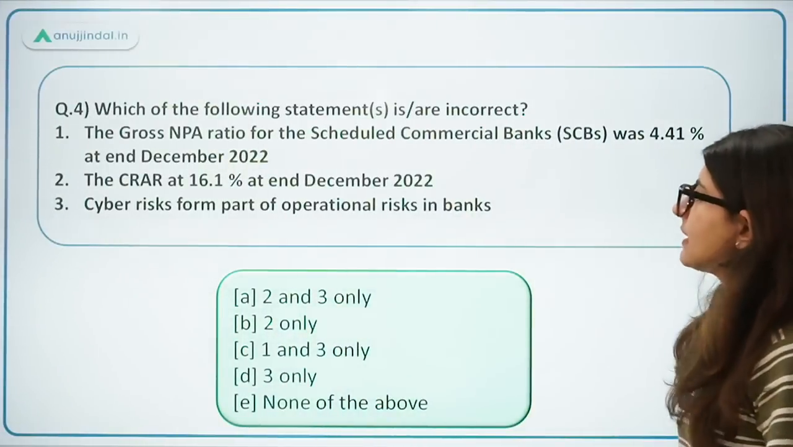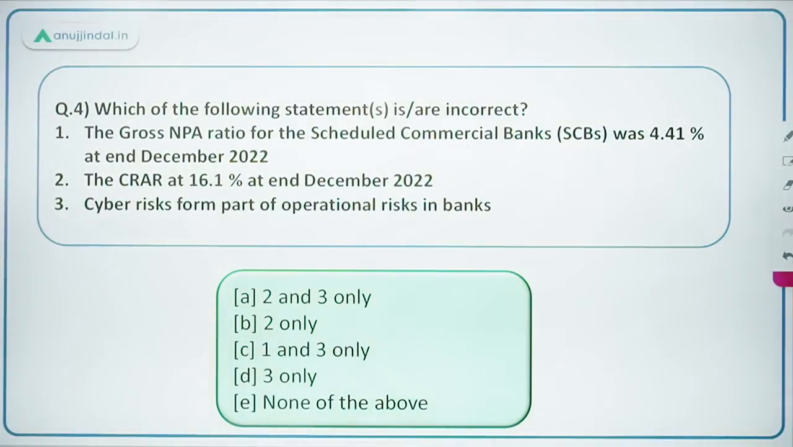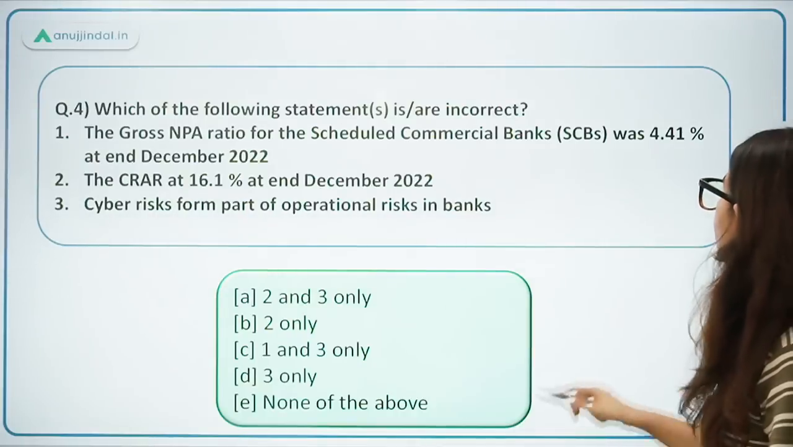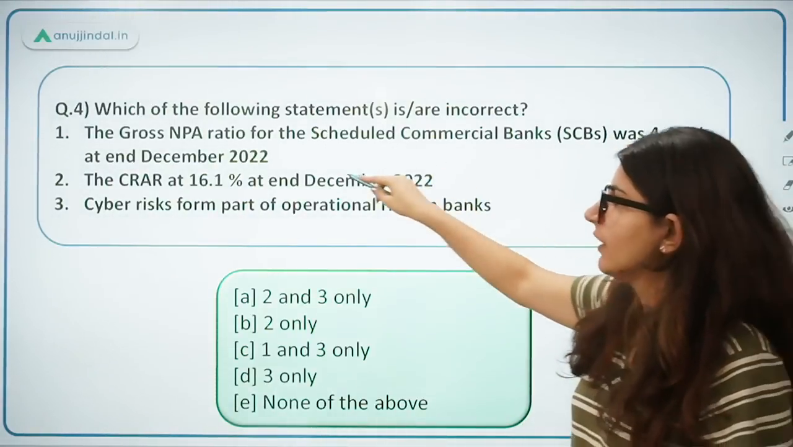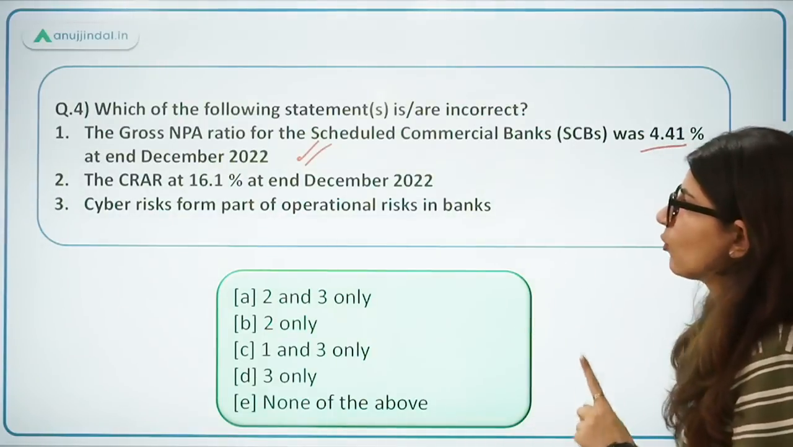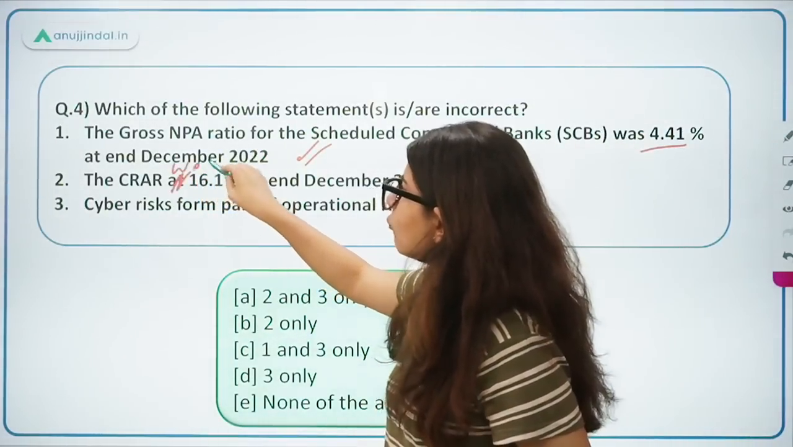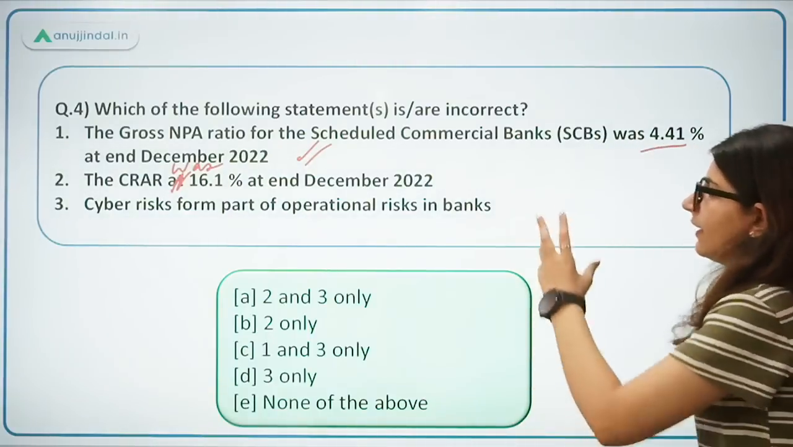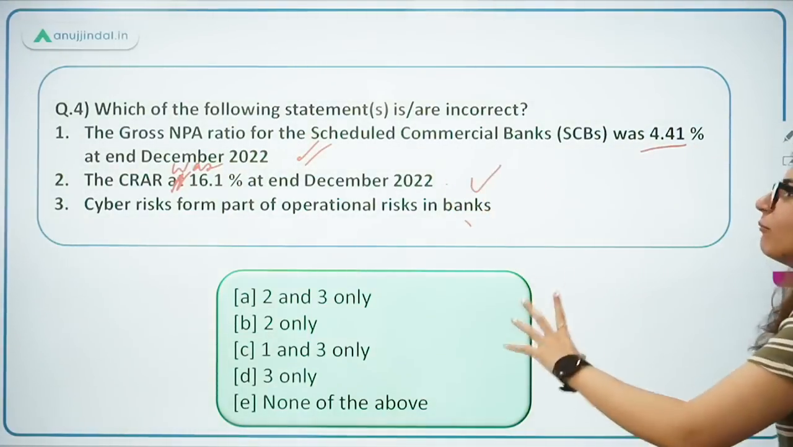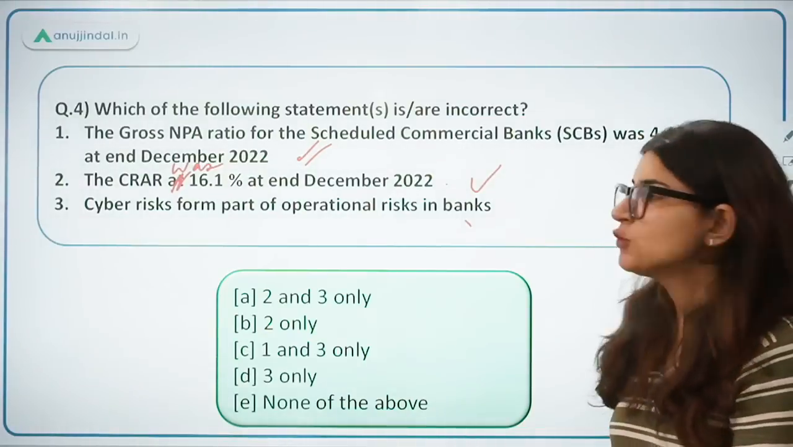Which of the following statement is incorrect? Sirf incorrect pucha hai. Gross NPA ratio of scheduled commercial banks was 4.41% at the end of December 2022. Correct. The CRAR was 6.1% at the end of December 2022. This is correct. This is a very important question. Aise data exam mein aate hai, Phase 1 mein bhi, phase 2 mein bhi.